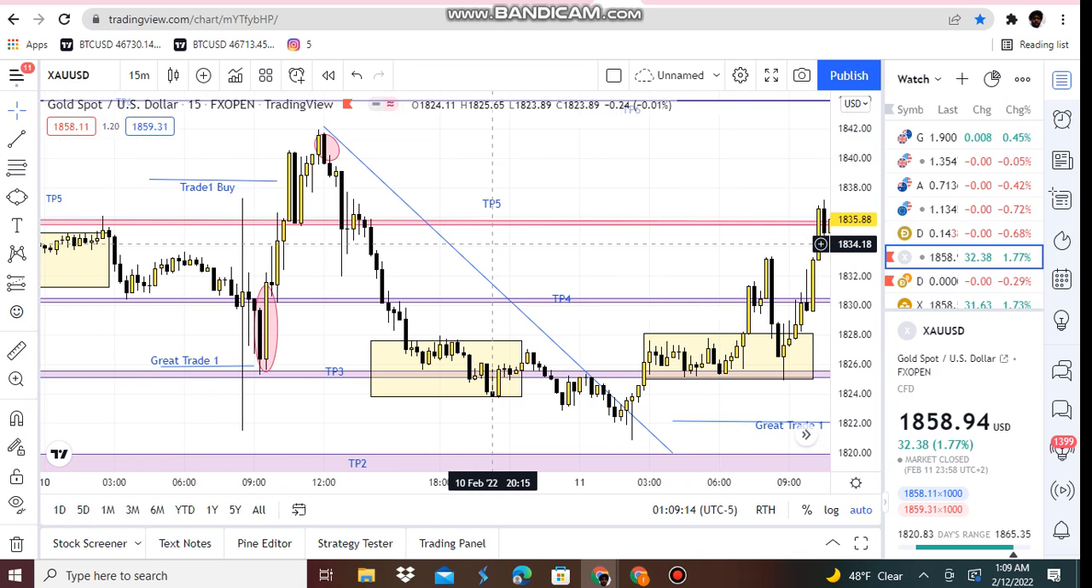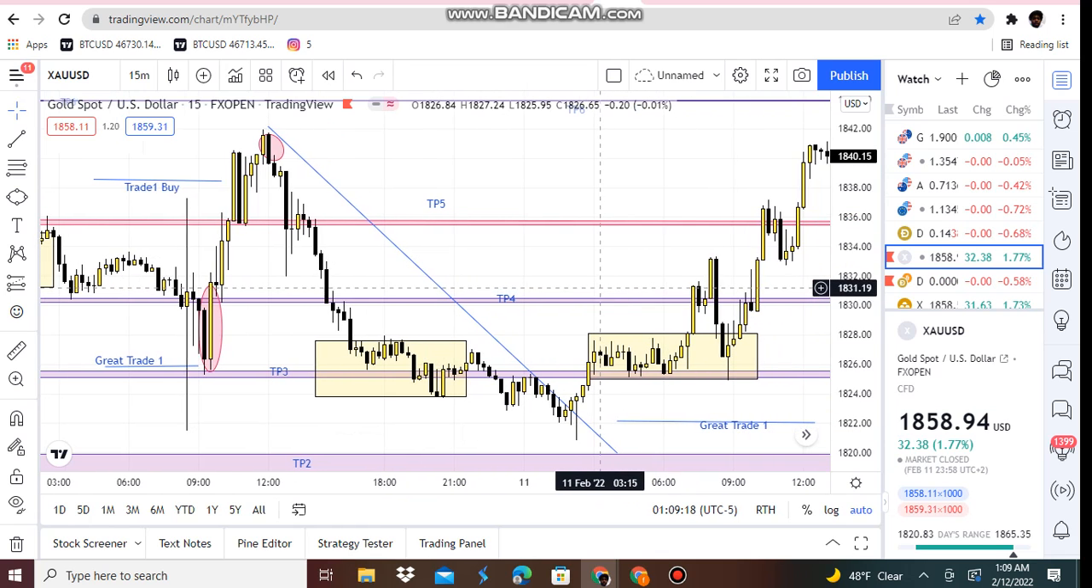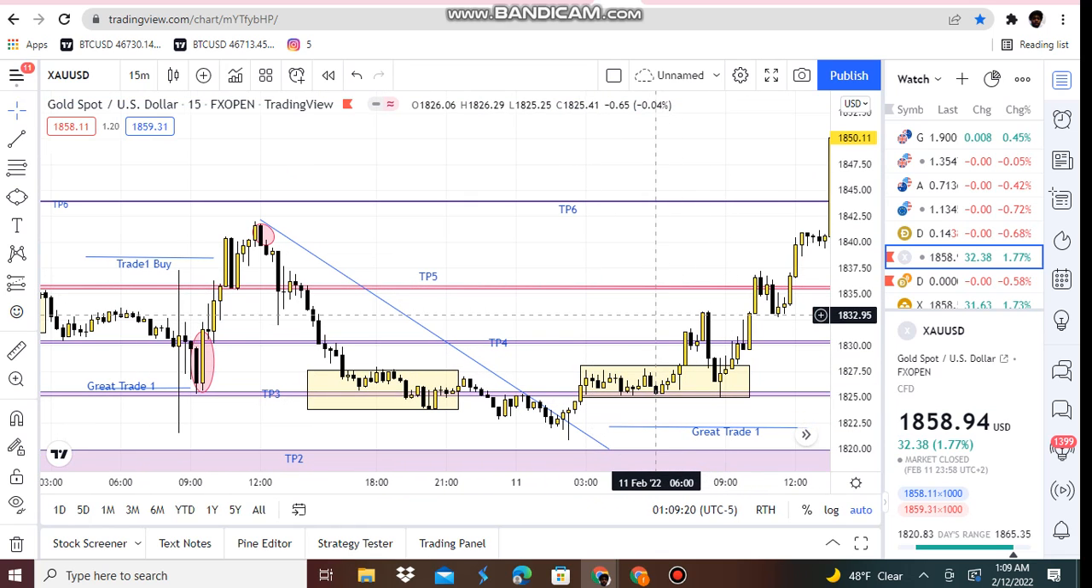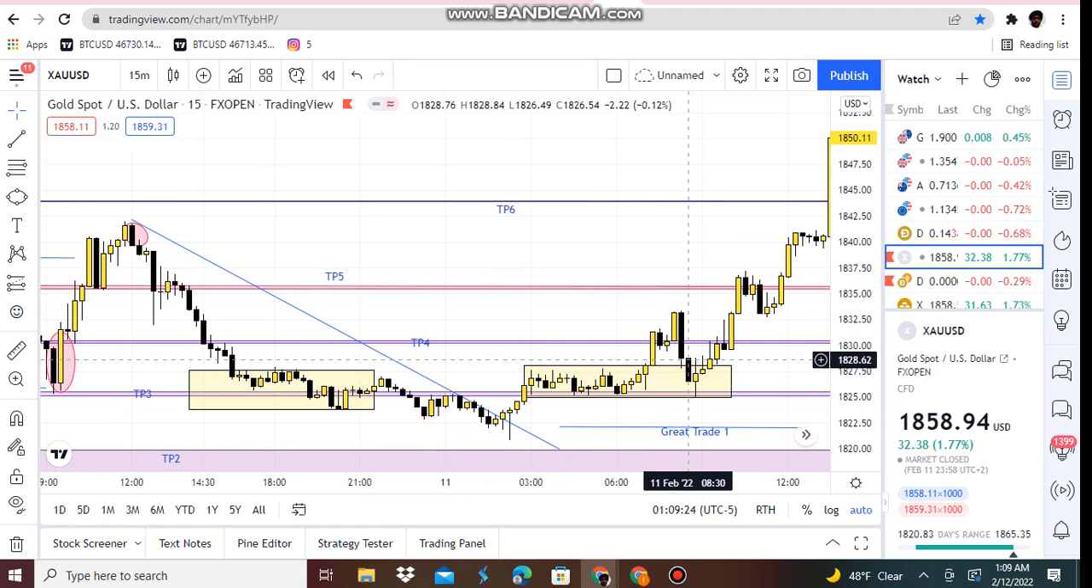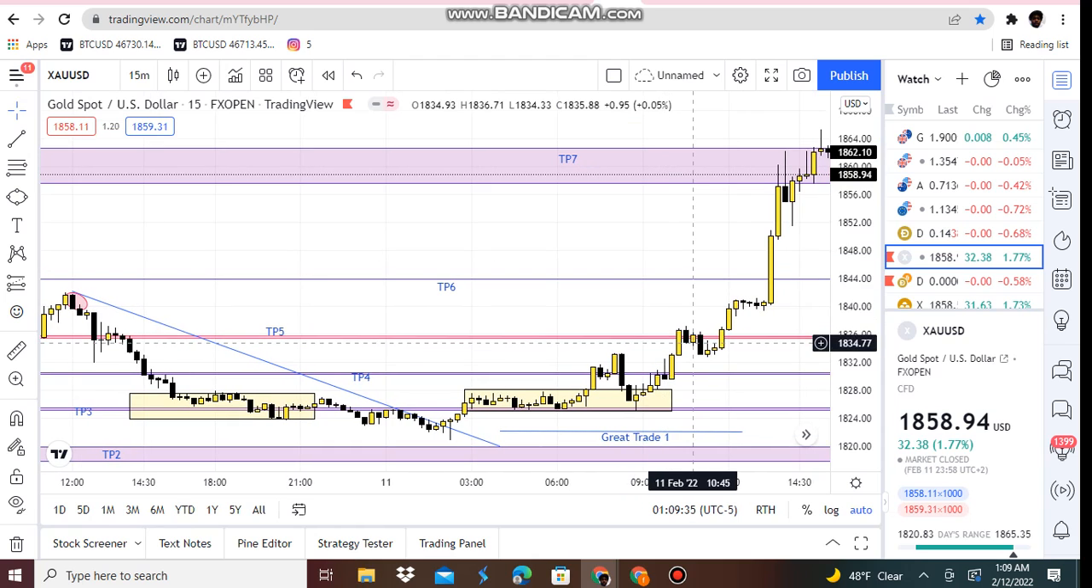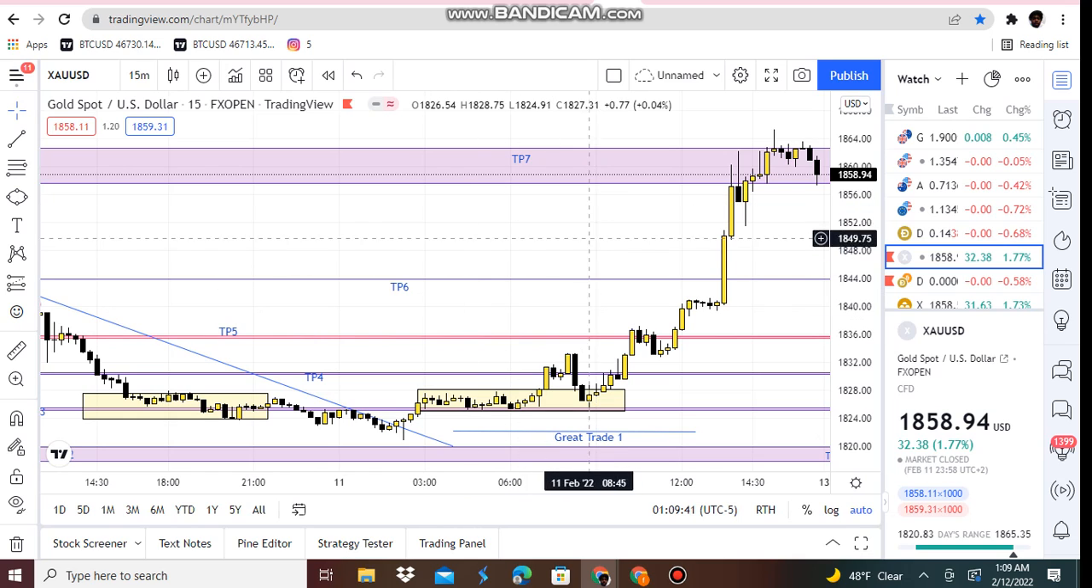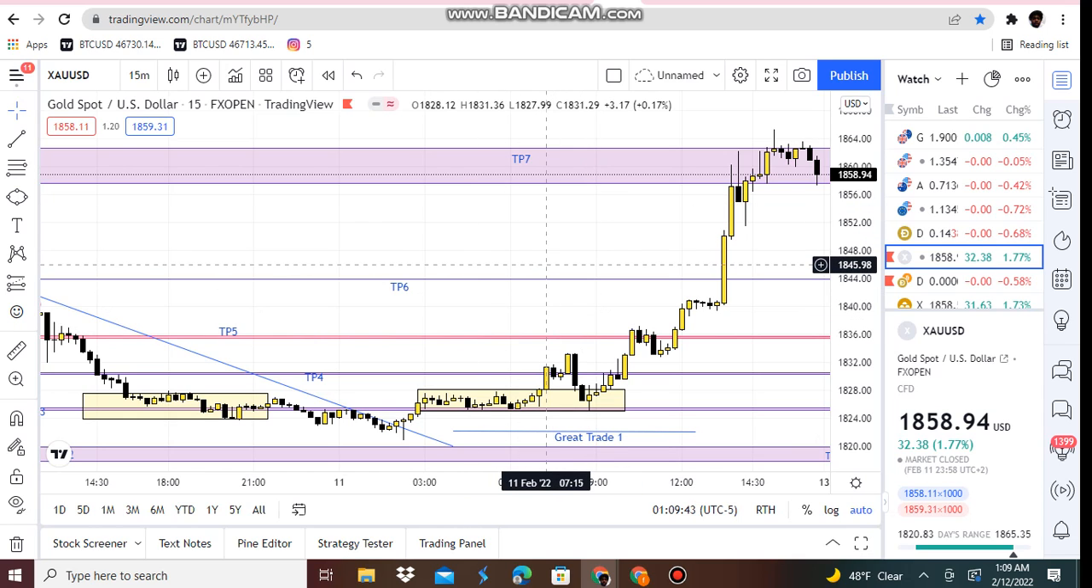Price will do this all the time. Make a higher high, retrace back down before making a higher high again. Make a higher low, retrace back down. Boom, make a higher low right here. From 1832, retrace back down to 1825 before heading back up to 1836, take profit 5 area. Retrace back down before heading back up to take profit 6, always to take profit 7. Extremely important for your psychology. I just wanted to go over that real fast, gang.